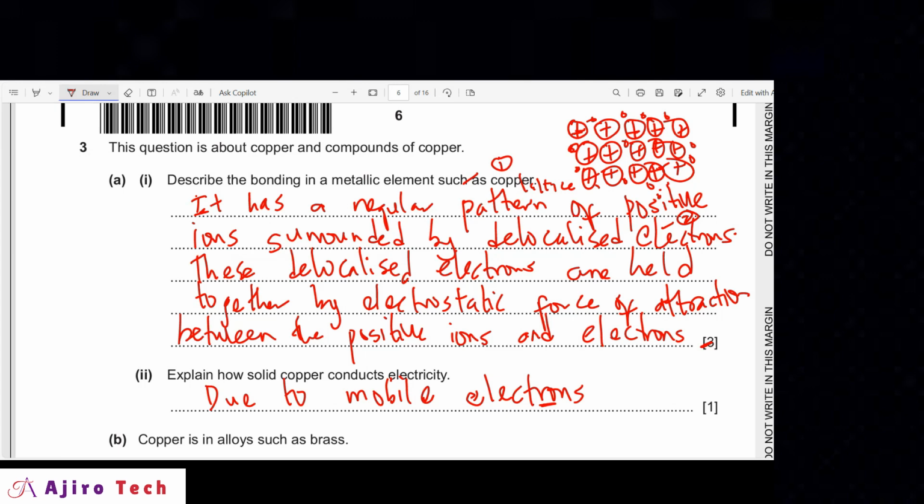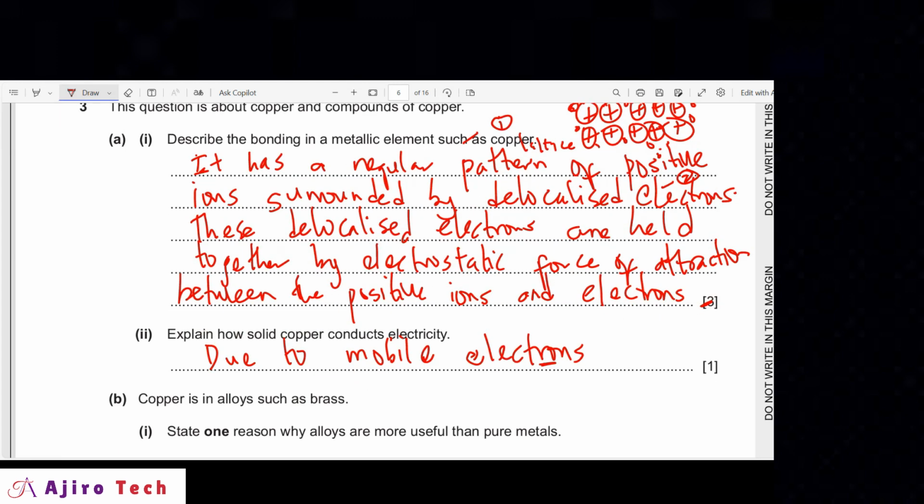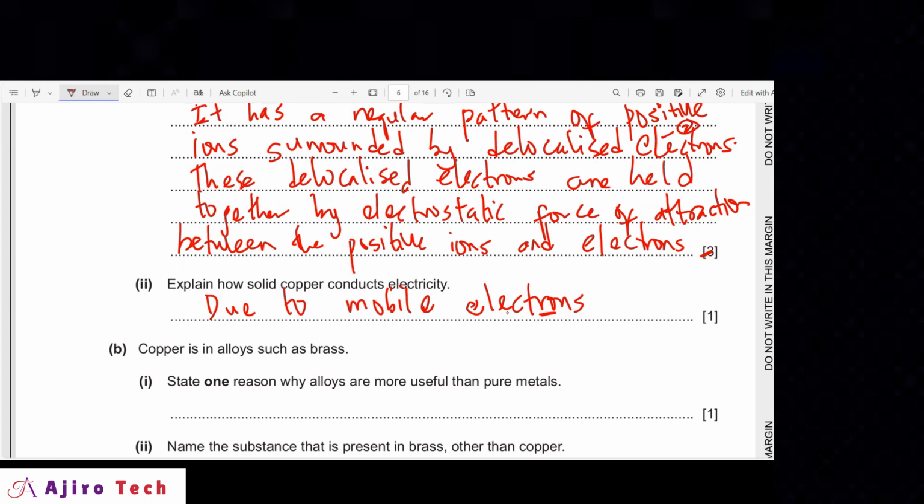So metals do not conduct electricity because their ions are mobile. They do not have ions here. What they have are electrons. They conduct because of their mobile electrons, while your ionic compounds in their molten and aqueous state would conduct due to mobile ions. You could use that, but for metals, it is mobile electrons, because examiners will always complain that students make the mistake of using ions instead of electrons. So you have to be careful about that.